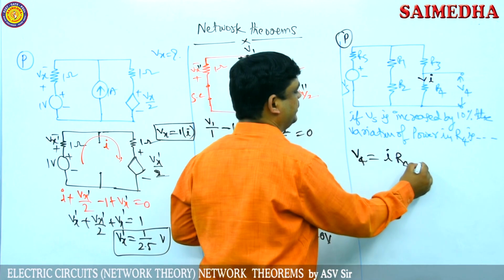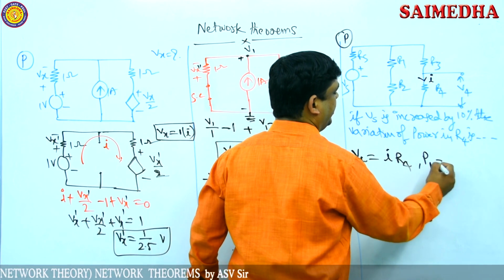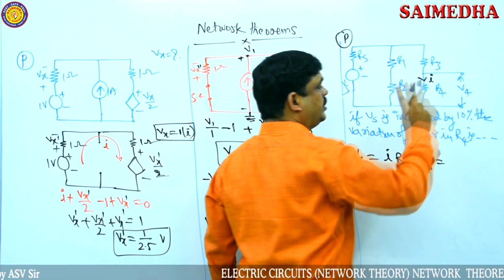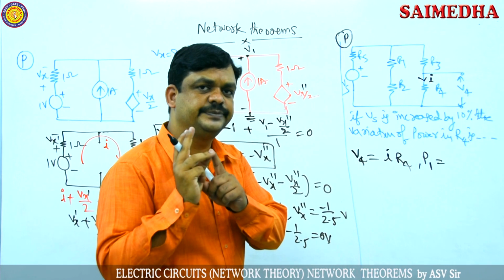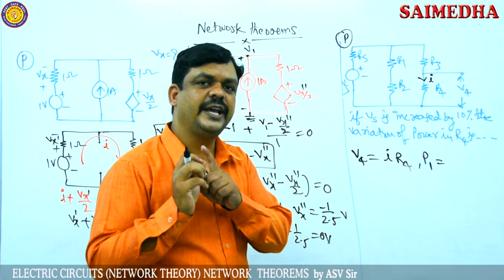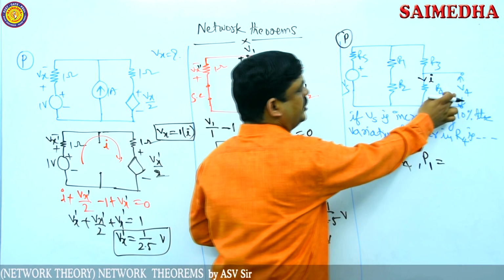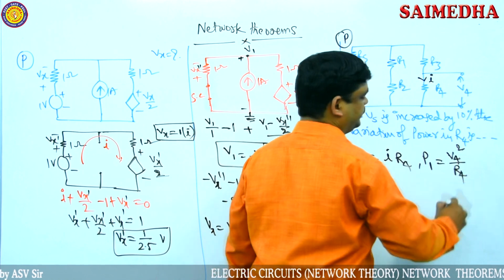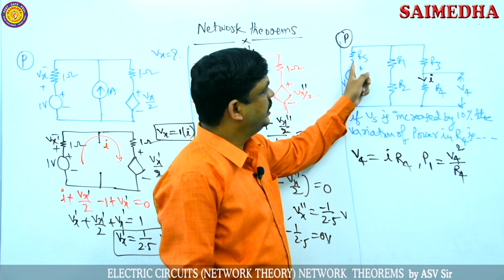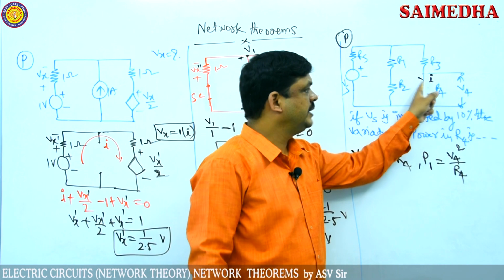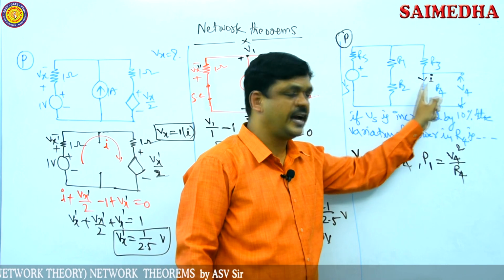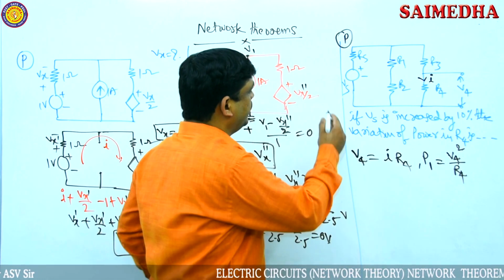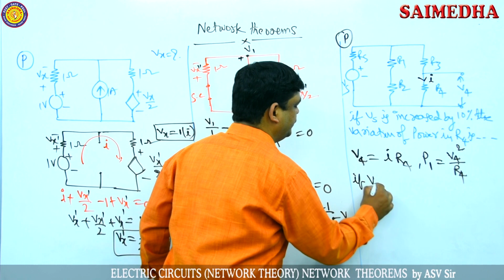Then write the power equation. First condition, due to the Vs source: power has three representations, V into I, V square by R, or I square into R. Here V4 is given, so I write power is equal to V4 square by R4. With the Vs source, some voltage is there, and due to that voltage the power dissipated in the resistor R4 is V4 square by R4. This is P1.